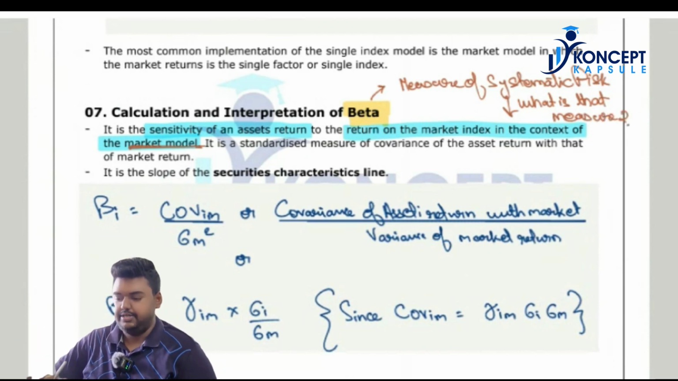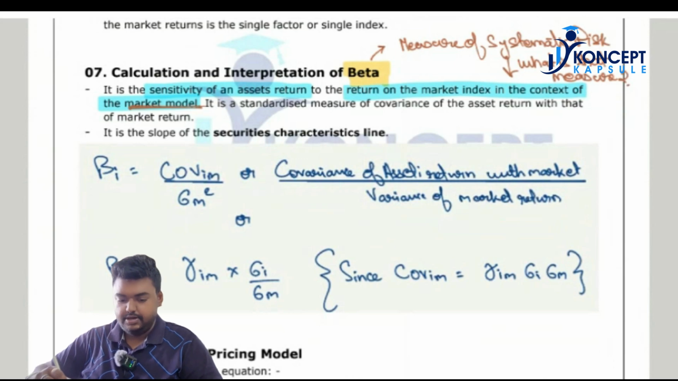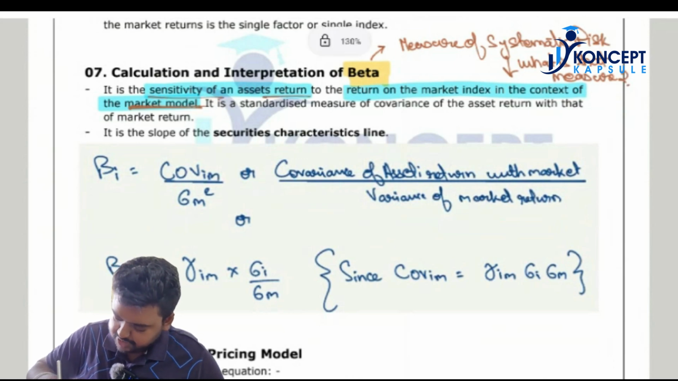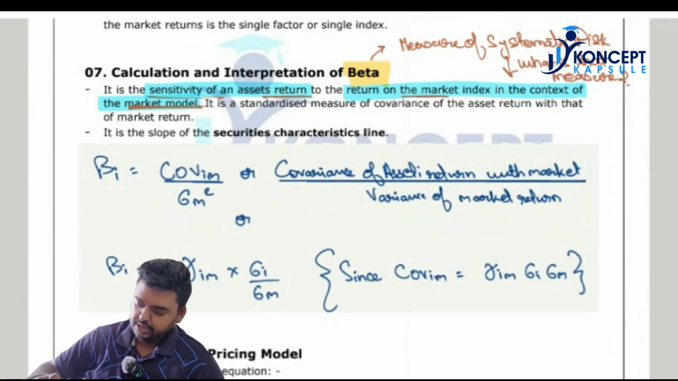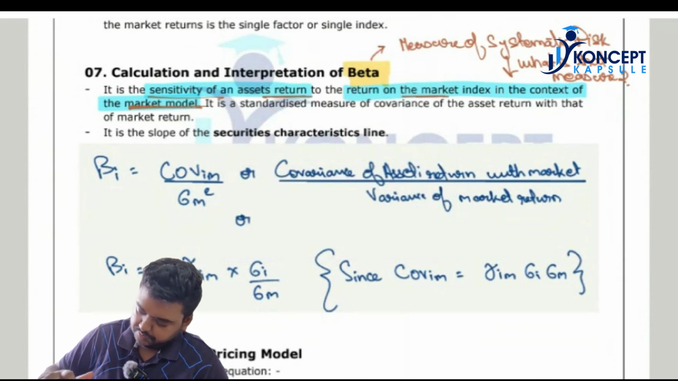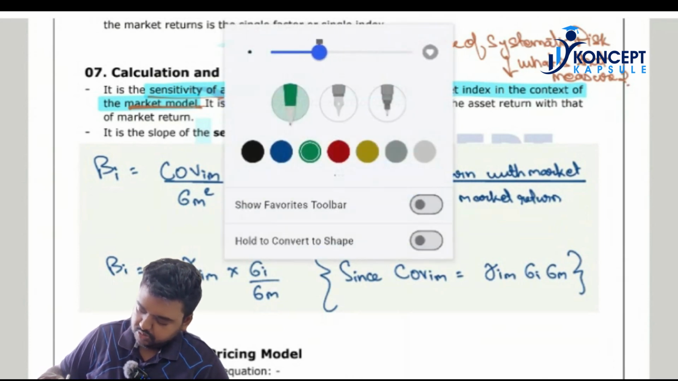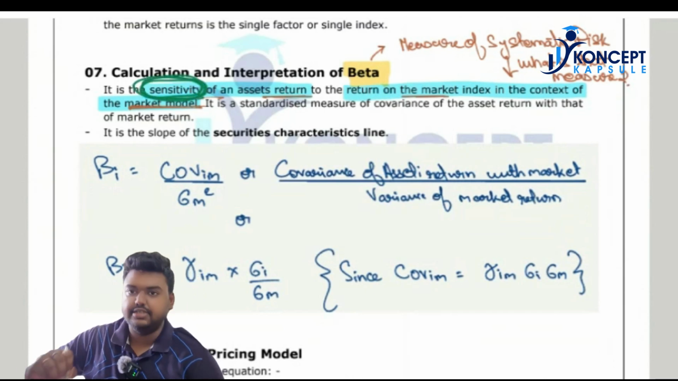Now, what is that measure? It is nothing but the sensitivity of the asset return to the market return. Which brings us to the third point of discussion, that is, what is sensitivity? How do we compute this sensitivity?